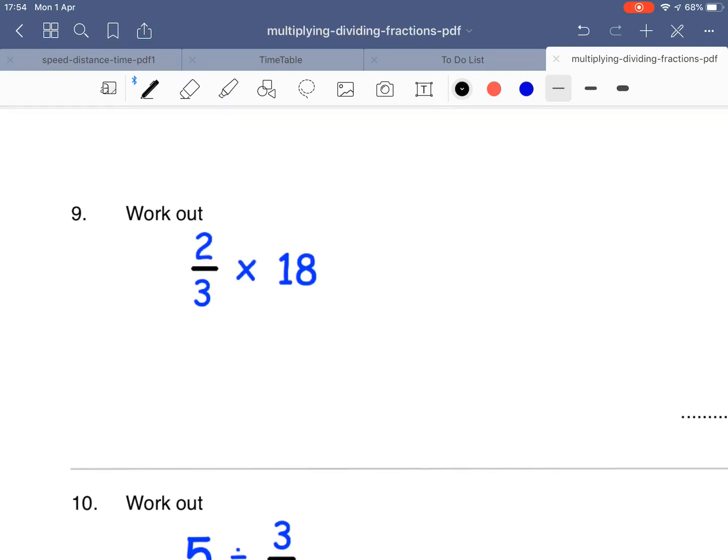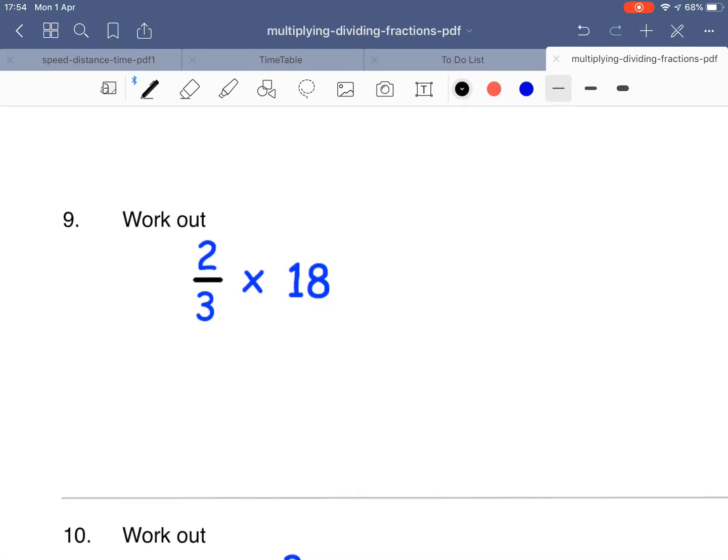Okay, work out 2/3 times 18. Now, you should know how to do fractions of amounts. However, I'm going to do this one a little bit differently. I'll do a video on fractions of amounts if you want, just ask. But the number 18 in a fraction can be written as 18 over 1, because 18 divided by 1 is 18.